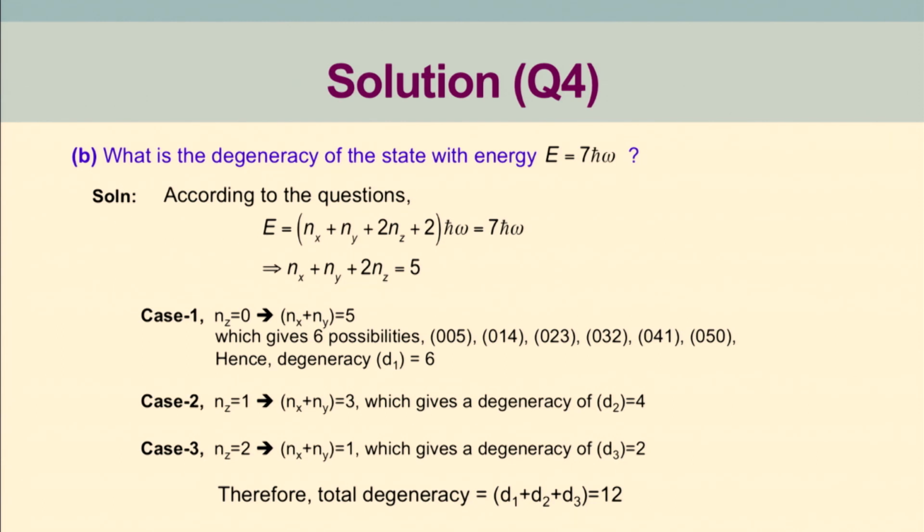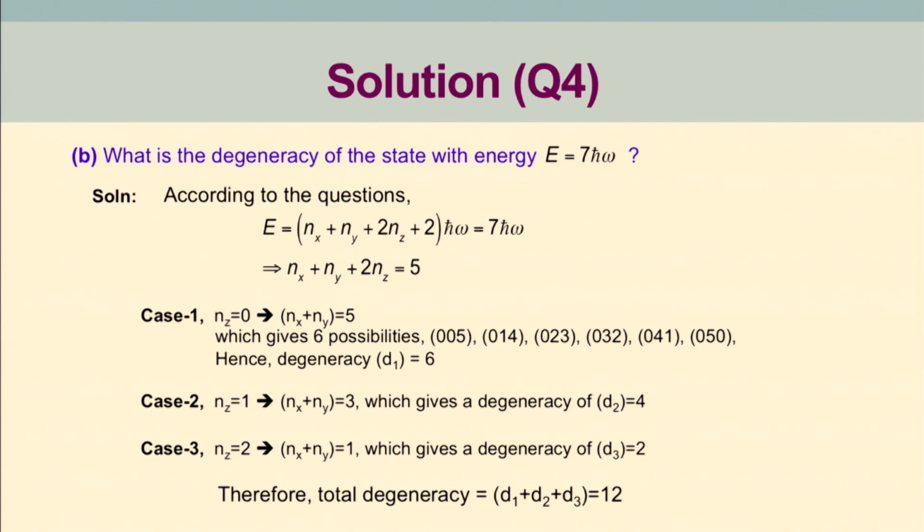Let's move on to case 2. If I take nz equal to 1, then nx + ny will be equal to 3, and the total degeneracy possible in this case will be 4. In the third case, where nz is equal to 2, nx + ny is equal to 1, which will give me a degeneracy of 2. I cannot have any other cases, because if I take any nz value greater than 2, then the expression nx + ny + 2nz equal to 5 will not be satisfied. So these are the only 3 cases where I can evaluate the degeneracy.